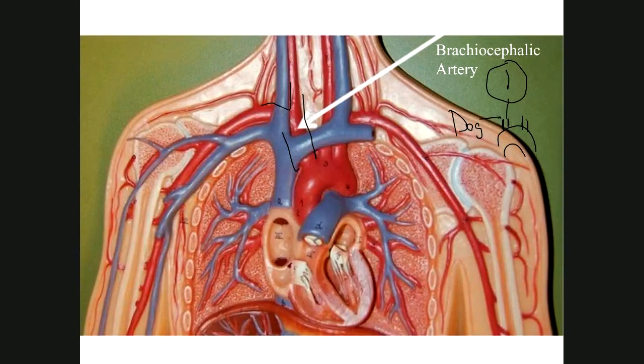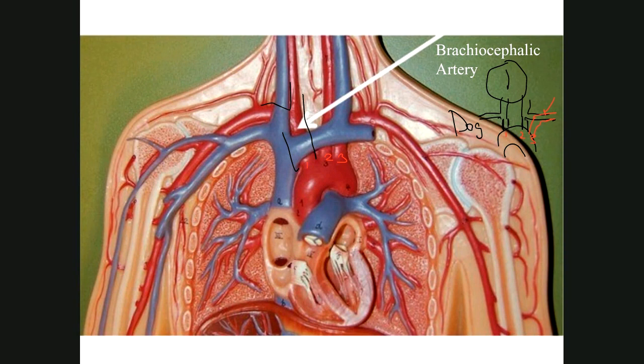And when you go up, this is going to split this way, and that's going to go to the arm. It's going to split that way, and it's going to go to the head. Same thing over here. But sometime or another in our evolution, this artery right here did this. So now look, there's not two things on there, there's three, which is what we have. 1, 2, 3.